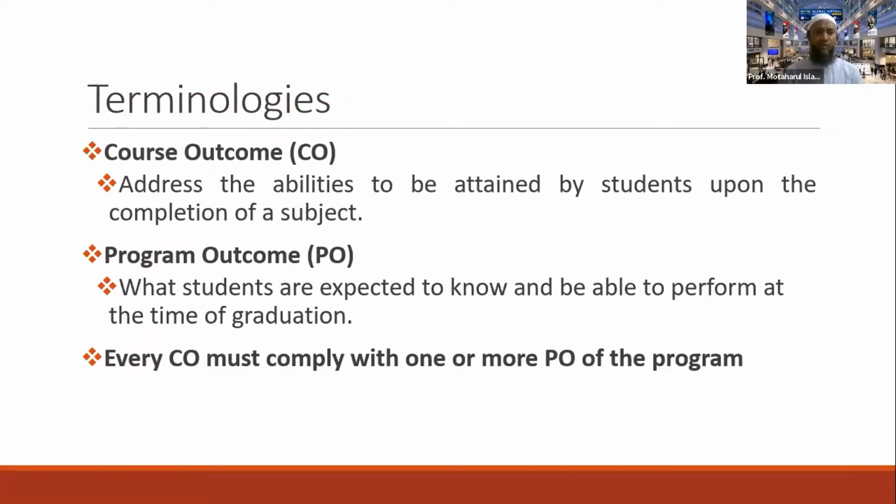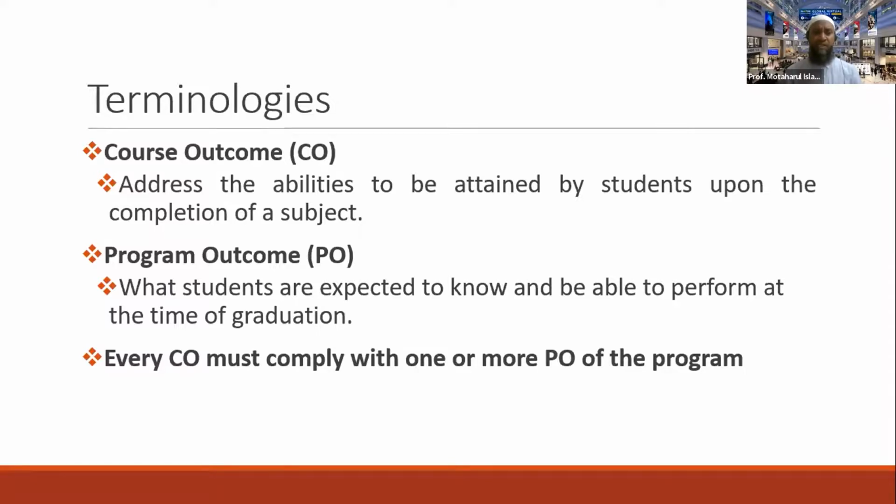Now, I would like to briefly provide some concepts or terminologies for outcome-based education. You see, first of all, we deal with the course outcome. So what is a course outcome? It is the ability to be attained by the student upon the completion of a subject. So each and every subject must have some course outcomes. After the completion of that particular course, if you want to judge the student, how will you be judging? So it is the course level.